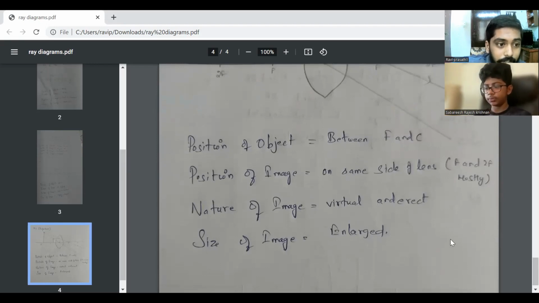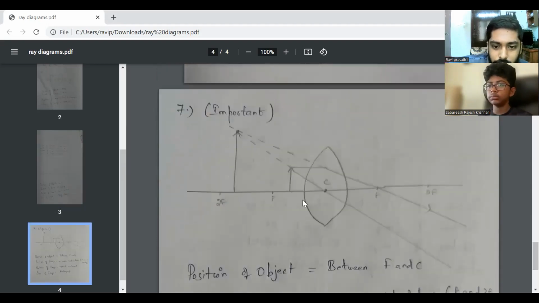No, all will be inverted. You're saying virtual image? Yeah, a virtual image will be erect actually, because they are forming on the same side of the lens, right? That's fine. Clear? Yes, sir. But this is the only position where you'll get a virtual image, when the object is between F and C. Clear?